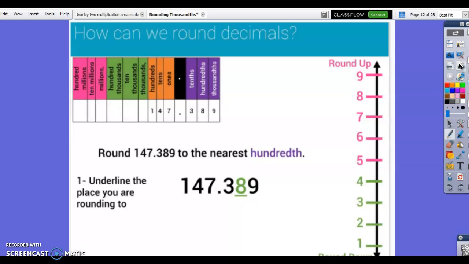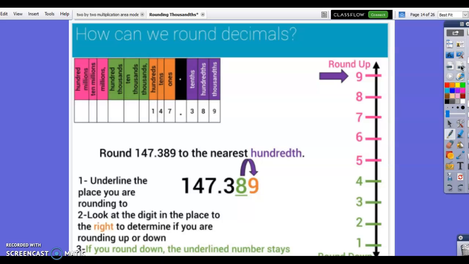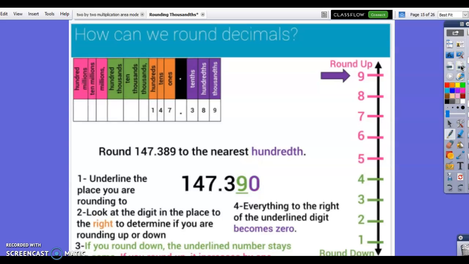Next is rounding to the nearest hundredths. Number 1, you underline the place value you're rounding to. So here's the same number, for example, 147 and 389, but we're going to round it to the nearest hundredths. So this time the 8 in the hundredths place is underlined. The 9 in the thousandths place is going to tell it what to do. So look at the digit behind, to the right, to determine if you're rounding up or down. The 9 is rounding up. So your 8 is going to round up. It's going to increase by 1, becoming 147 and 390 thousandths.